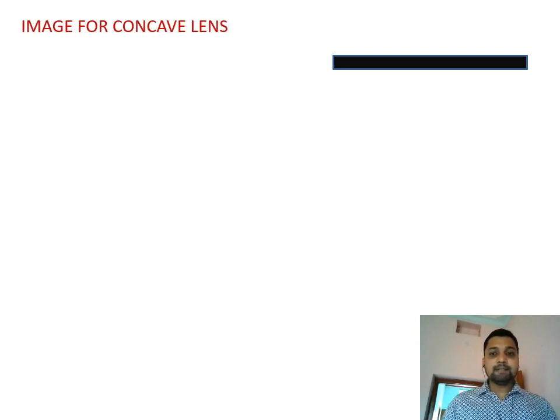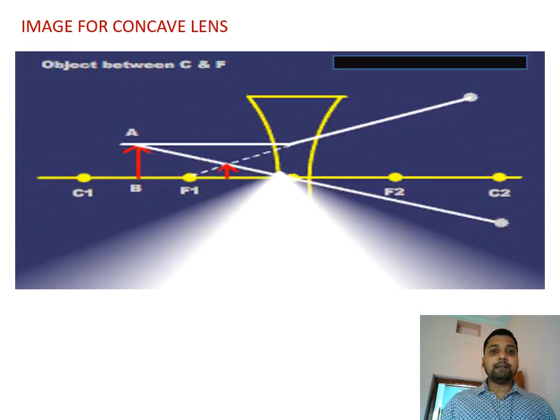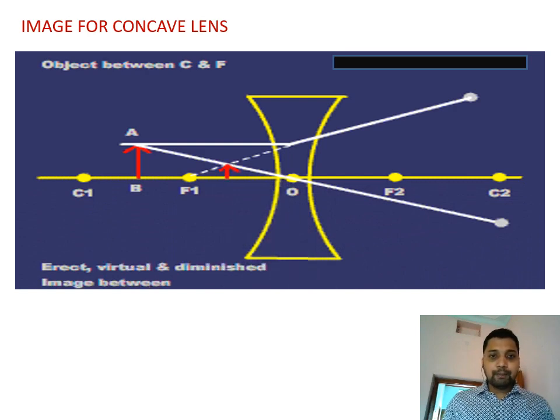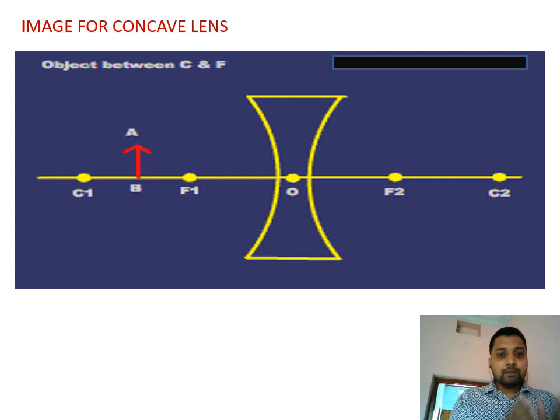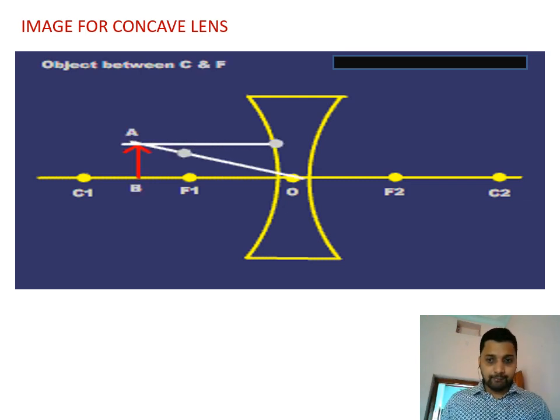Now for the concave lens. A concave lens is a diverging lens, so it takes all the light rays away, which means it will always form a virtual image. So let's look at how a concave lens forms the image. In the case of a concave lens, the object can be placed anywhere, but here I am taking a position between C1 and F1. You can take any point.